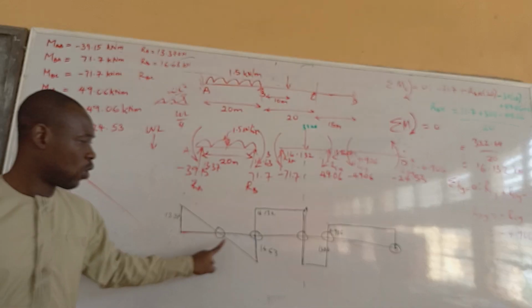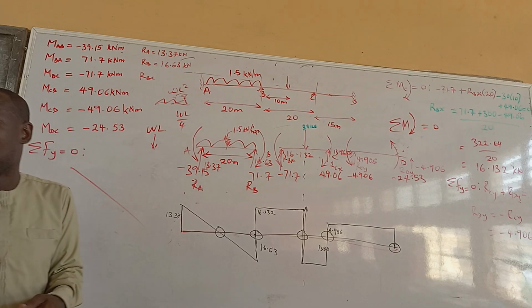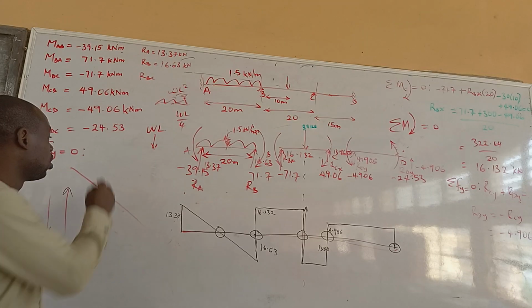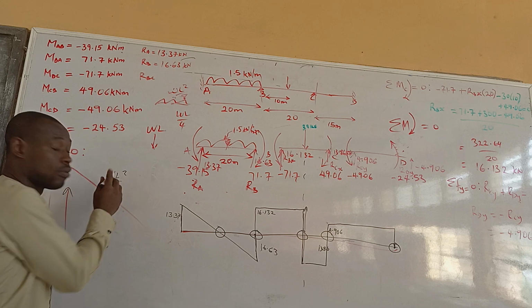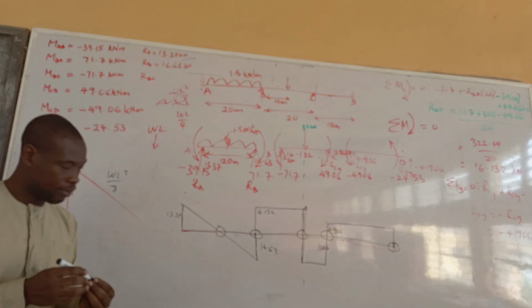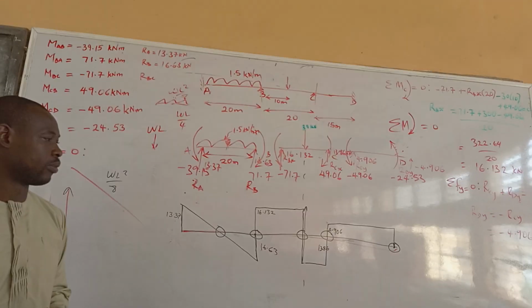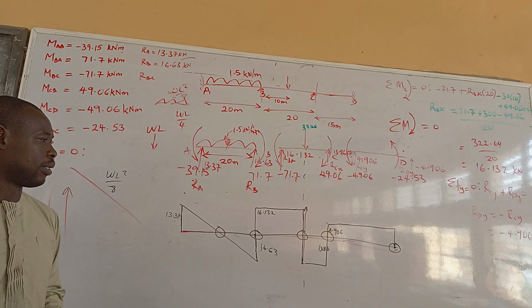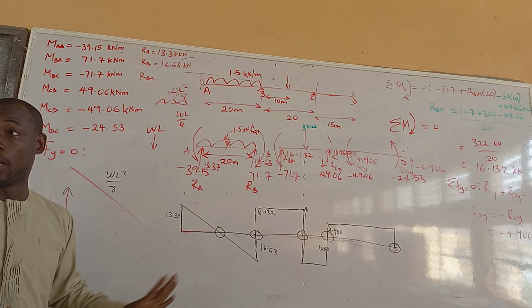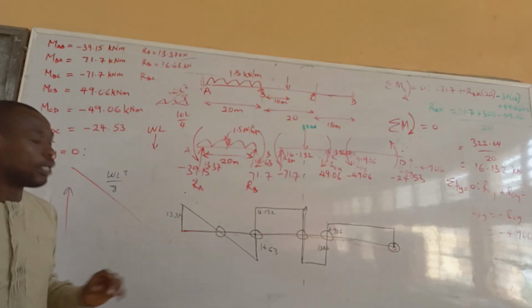At this place, this one and this point, we don't know what the moment is, because that's like at the midspan. Ordinarily, in your normal elementary calculation, you will say WL squared over 8, which is what you have been doing. But for this case, it is not so. We have to calculate it. Now, how do we calculate it? It is very simple. I will show you how we calculate it.